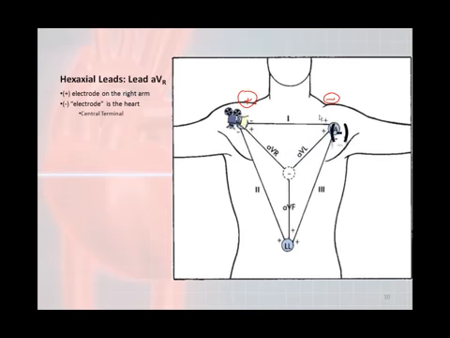So if you look at this, just by moving the negative electrode around and the positive electrode as well, we now have 6 different views of the heart. If you were to look here, we have leads 1, 2, and 3. Now we've created an AVR, AVL, and an AVF. This is why this is the hexaxial plane. It gives us an up and down and left-right view of the heart.